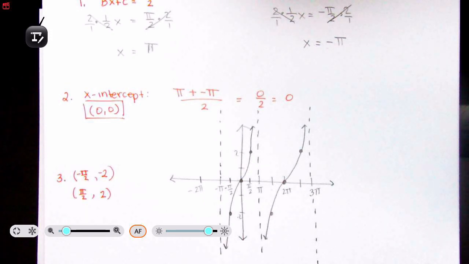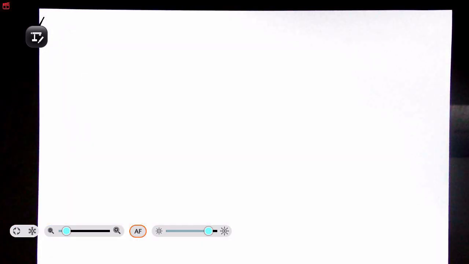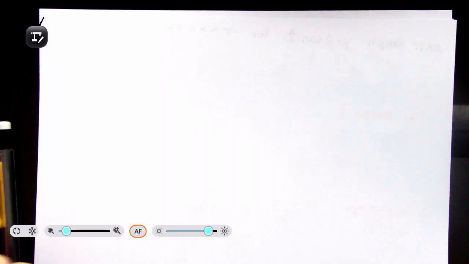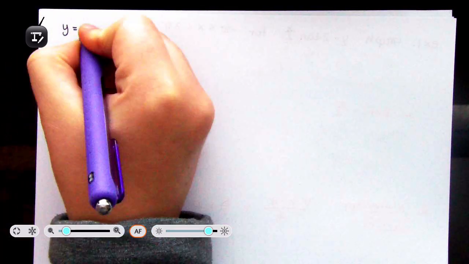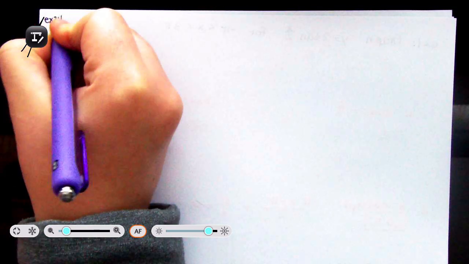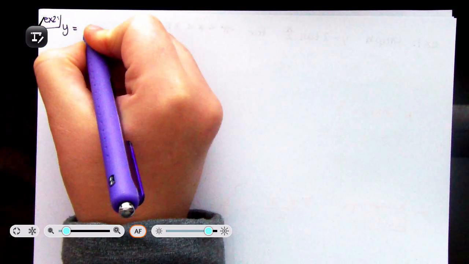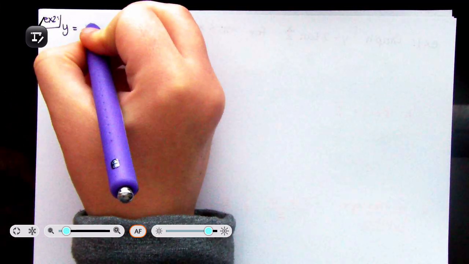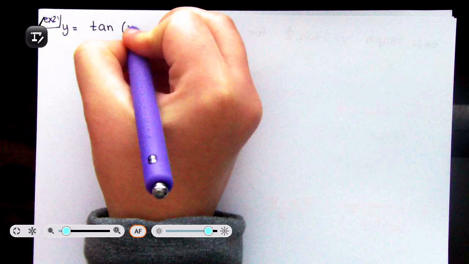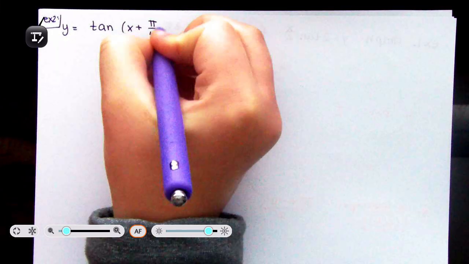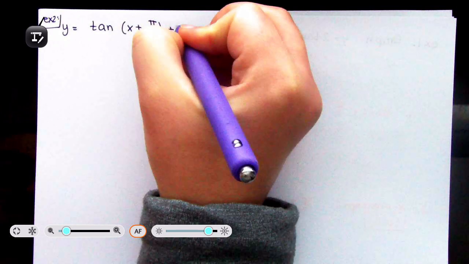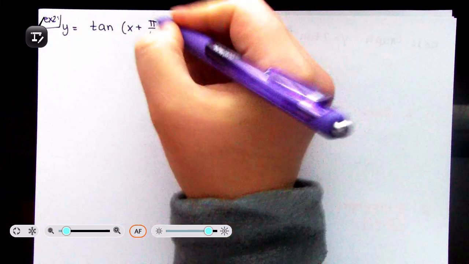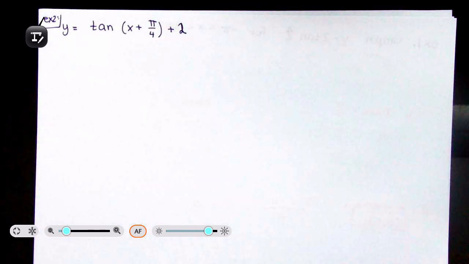Let's do one more quick example of how to graph with a K value. So again, let's do an example. This is example 2. Y equals, let's do this one. Tangent of x plus pi fourths plus, oh, I don't know, let's do plus 1. Let's do plus 2 since our amplitude is 1, so let's do plus 2.